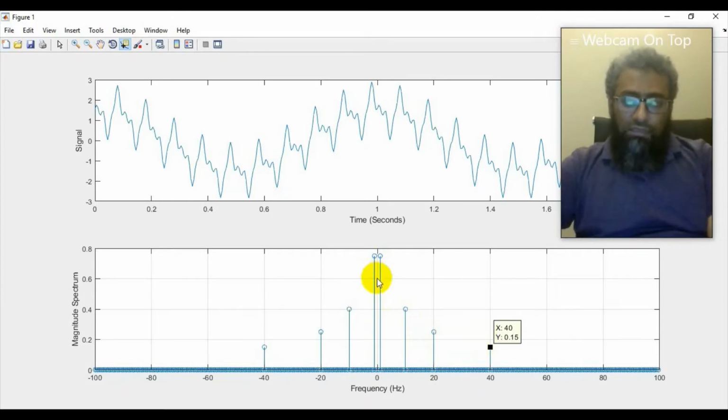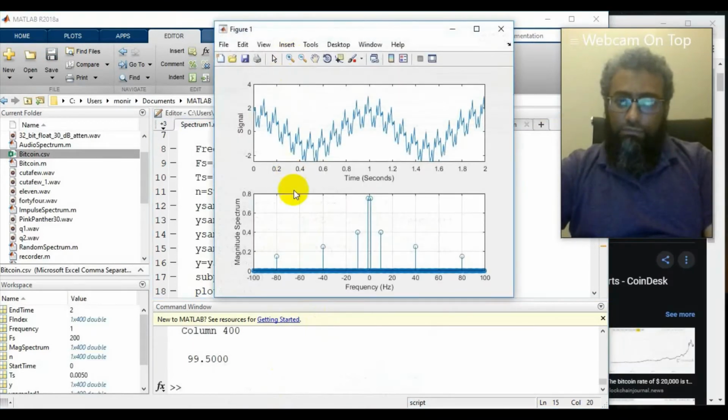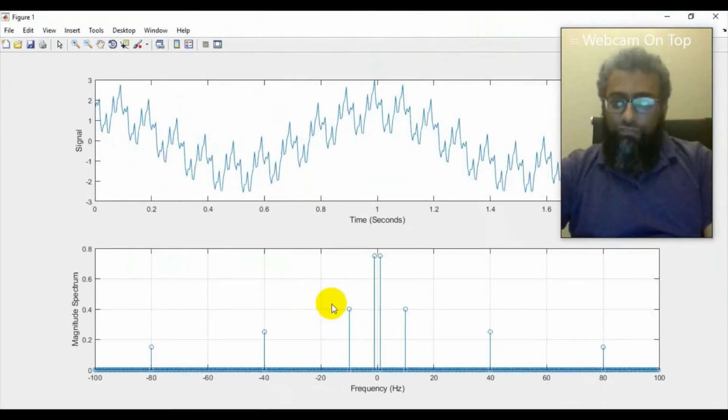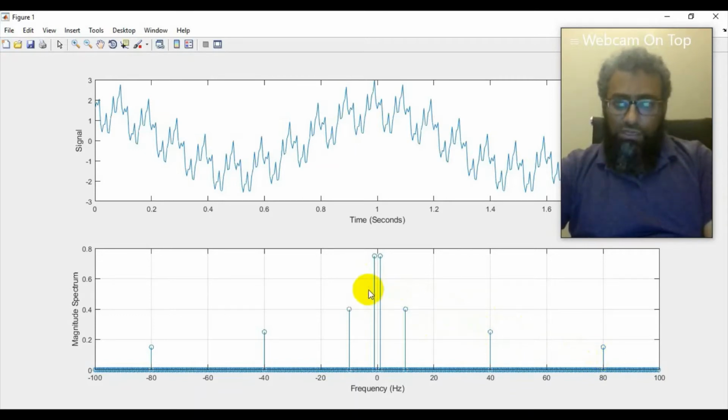Now, if I want to change a few things, for example, I make this frequency 40 and this frequency 80, and then I run the program again. So we can see the spectrum is now distributed, and the last frequency is coming at 80. So this is the relation between the signal and its spectrum.